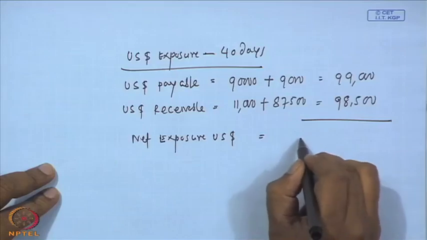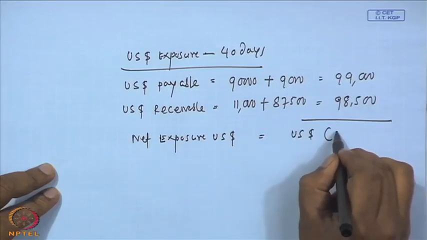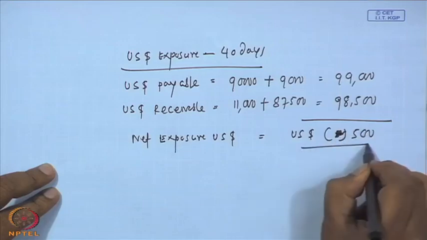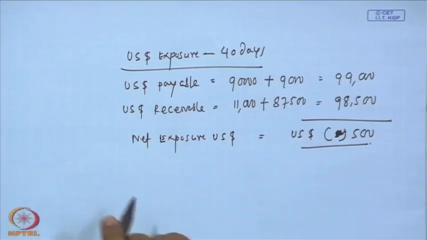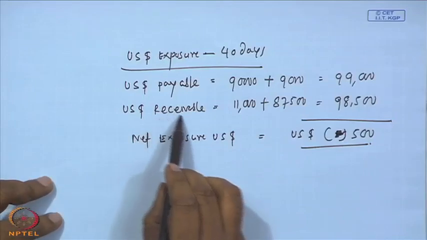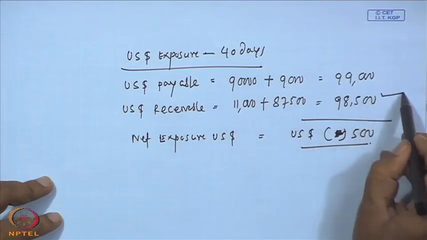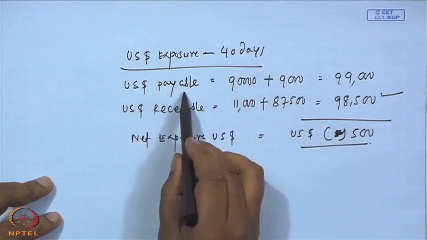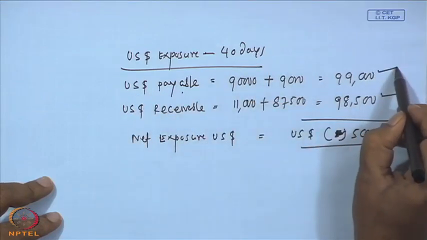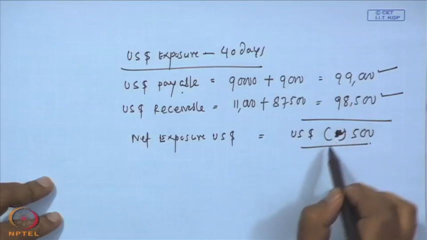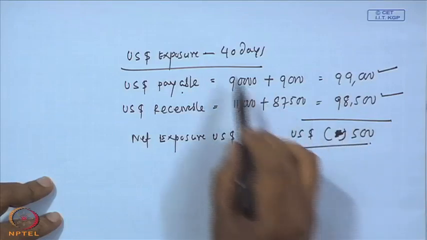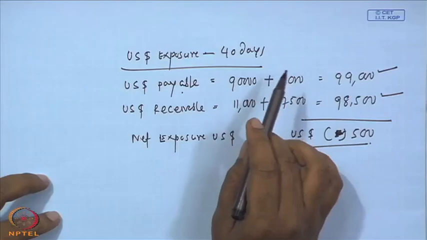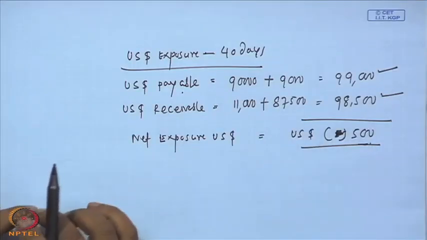So, net exposure in US dollar is a minus exposure of 500. What does it mean? It means that the MNC is receiving US dollar 98,500 after 40 days, and the MNC is paying US dollar 99,000 after 40 days. So there is a deficit of 500 US dollar that the MNC needs to arrange, which payment may be due on the 40th day.